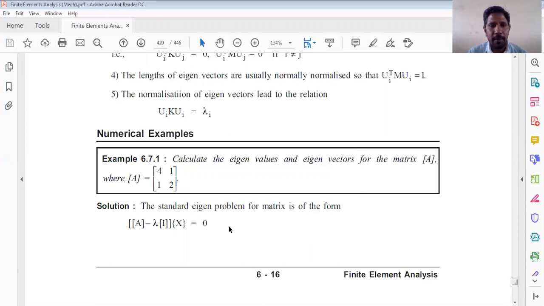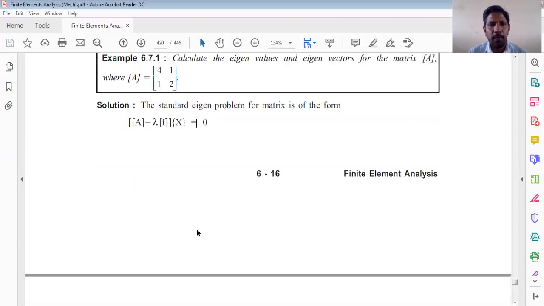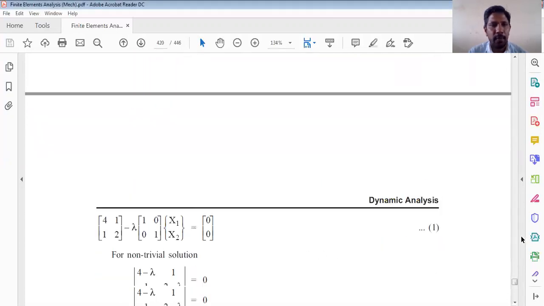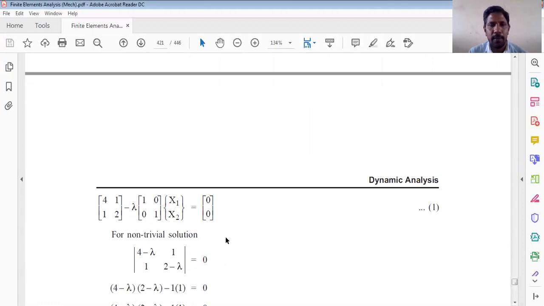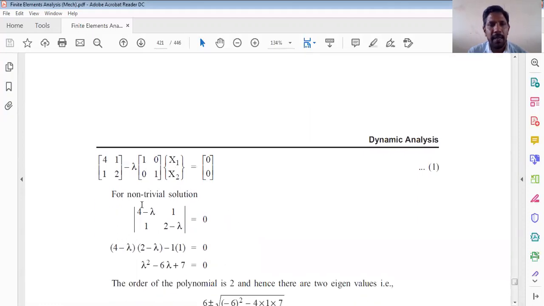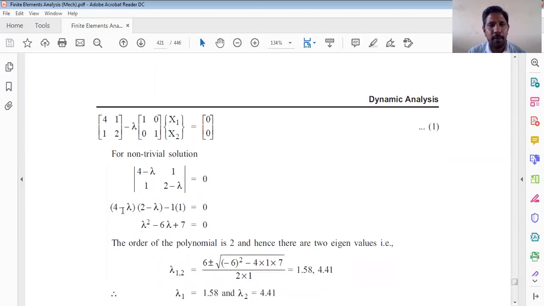lambda into x is equals to 0. So we have A, that is 4 1 1 2, minus lambda times the unit matrix, that is lambda into I, where I is nothing but the unit matrix, which is 1 0 0 1, into x1 x2 is equals to 0. So the non-trivial solution is the determinant of these two matrices, which is 4 minus lambda, 1, 1, and 2 minus lambda is equals to 0.